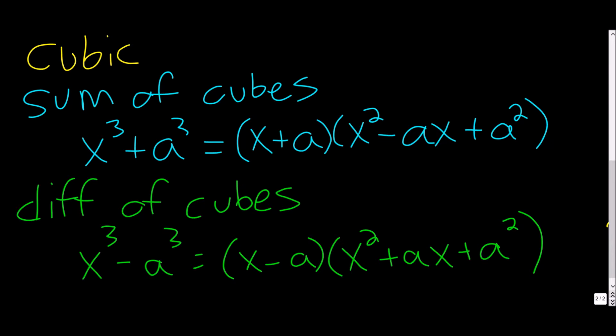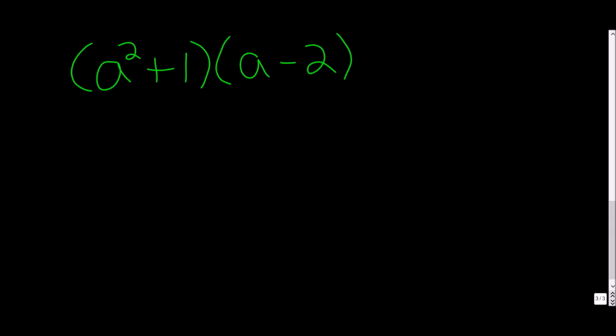Now, cubic functions can have x squares and all that kind of stuff in them. That becomes really hard to factor. Cubes can only factor in certain situations: either the sum of cubes, the difference of cubes, or this last part. It is possible that you can factor by grouping. Let me show you what I'm speaking of. So a squared plus 1 times a minus 2. Let's say that is our factors. If we were to multiply this all out, we're going to get a cubed minus 2a squared plus a minus 2.